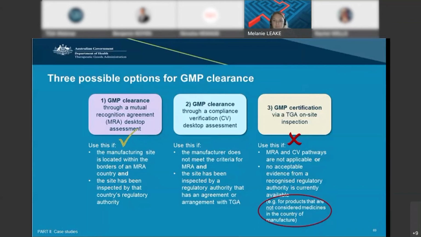In Susie's case, she can proceed down the MRA pathway because she confirms that Portugal is an MRA country. Her product is regulated as a medicine in Portugal, and the site has recently been inspected by Portugal's regulatory authority and to TGA standards. Note that if Susie's site hadn't been inspected by Portugal's regulatory authority, she would not be able to pick option 3, which involves a TGA inspection. This is because we have a mutual recognition agreement with Portugal, and we would ask their regulatory authority to perform the inspection on our behalf. We would perform the inspection only if the product was not regulated as a therapeutic good already in Portugal.